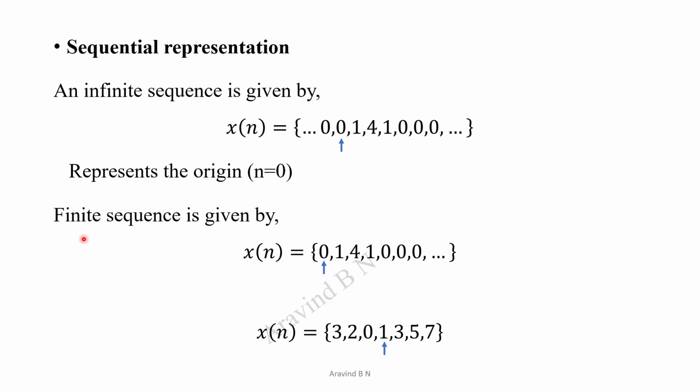Now a finite sequence is also given by x of n equal to 0, 1, 4, 1, and so on. So this is the origin. That means from location 0 onwards, we have the value representation. This is also a sequential representation. Another way of representation is x of n equal to 3, 2, 0, 1, 3, 5, 7, where 1 is the value at n equal to 0. That means at n equal to 0, the value is equal to 1. So this is also a sequential representation.